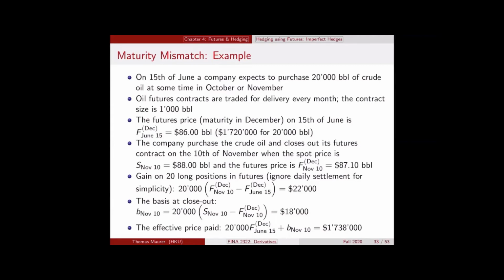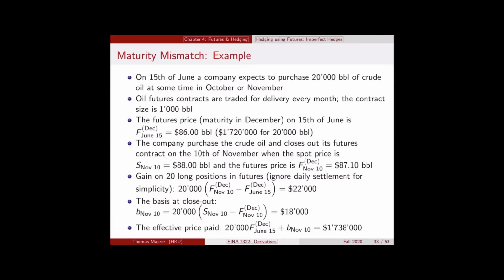So what does it mean? If you have 20 long positions in the futures contract, then again ignoring daily settlements and reinvestments of the daily payoffs and just adding up all these changes in futures prices between June 15th and November 10th, then as a long position you get a payoff equal to the futures price in November of $87.10 minus the futures price when you entered the long positions in the contract of $86. So that's $1.10 per barrel of oil. Since you have entered 20 futures contracts, which are written on 20,000 barrels of oil, that means 20,000 times that $1.10, or you get a positive payoff of $22,000.